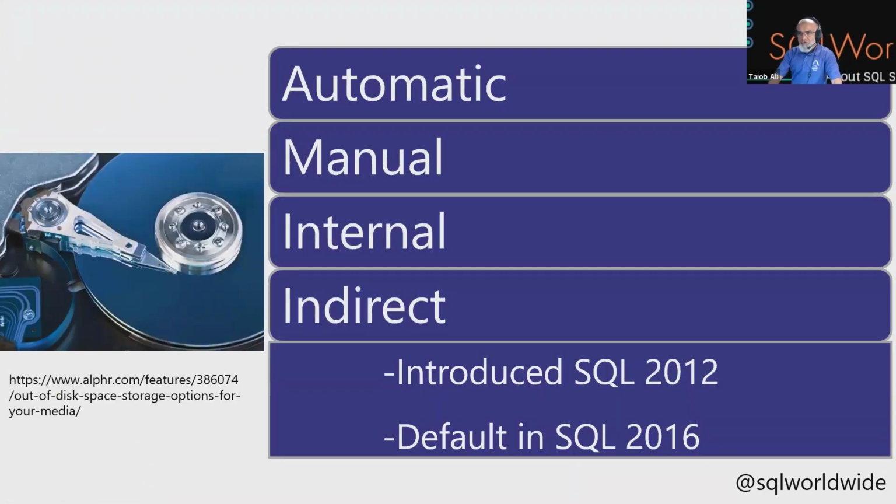So there are 4 different checkpoints, and the indirect one I put at the end because it was introduced in SQL Server 2012, and it became default in 2016. What do I mean by it became default? I just want to make one thing clear. Starting in SQL Server 2016, if you are creating a new database, it will automatically have indirect checkpoint turned on. But if you are restoring from an older version, even though you update the compatibility level, indirect checkpoint is not turned on. You have to manually turn it on. So there's a distinction between creating it or restoring it.